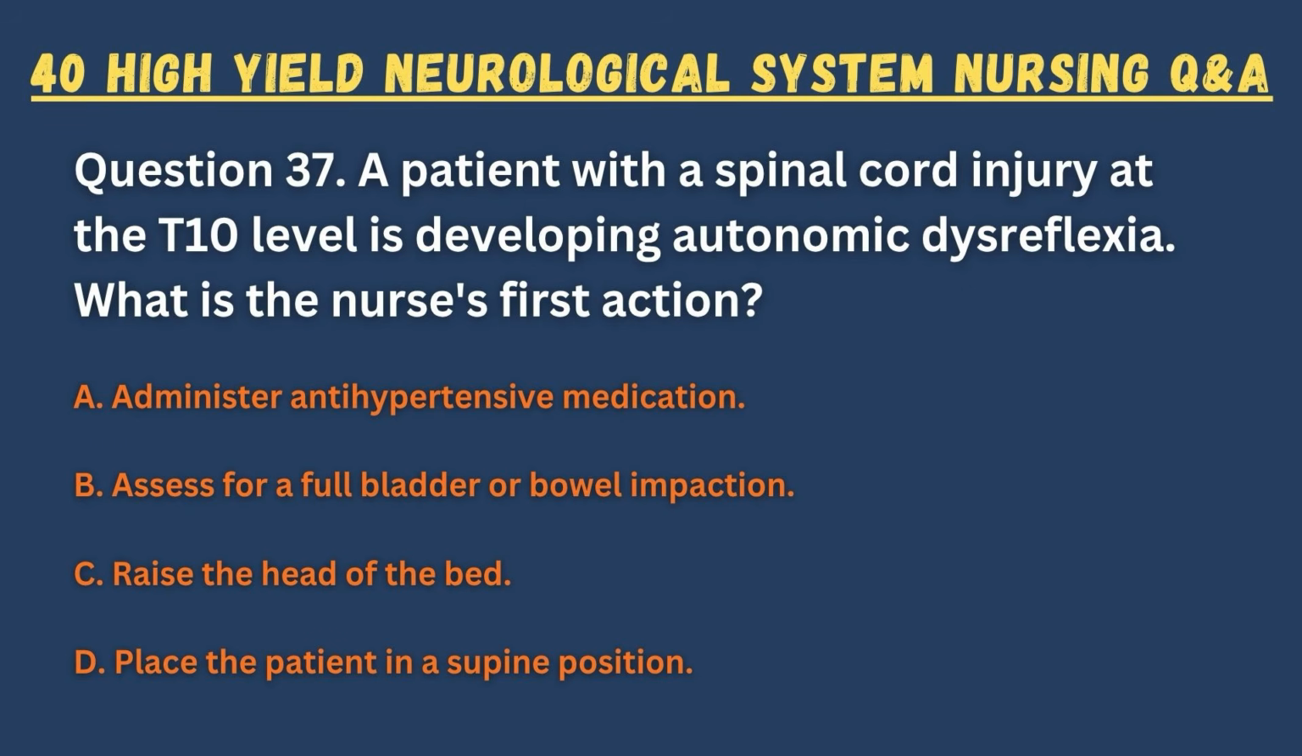Question 37. A patient with a spinal cord injury at the T10 level is developing autonomic dysreflexia. What is the nurse's first action? A. Administer antihypertensive medication. B. Assess for a full bladder or bowel impaction. C. Raise the head of the bed. D. Place the patient in a supine position.